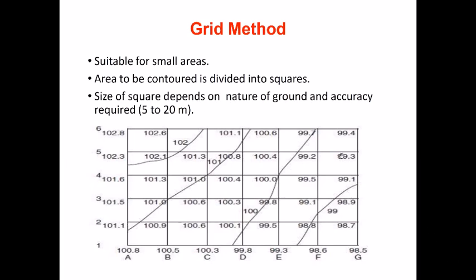So in this case, the highest value is 102.8, and the lowest value I think is 98.5. Yeah. So that means my smallest contour will be greater than 98.5, and the biggest contour would be smaller than 102.8. So in this case, they have chosen the biggest one as 102, and they have chosen a contour interval of 1, because this is 102 and this is 101. So this would be 100 and this would be 99.